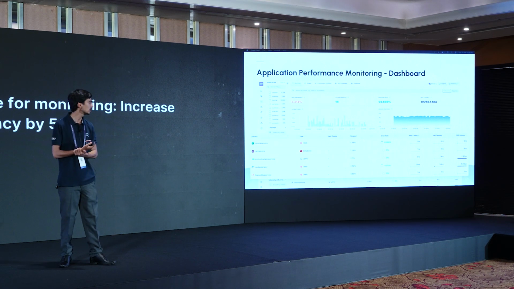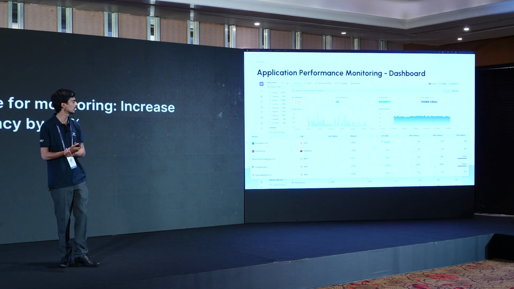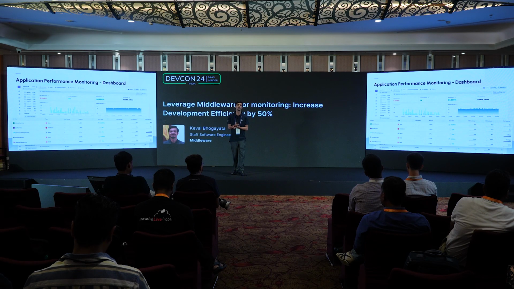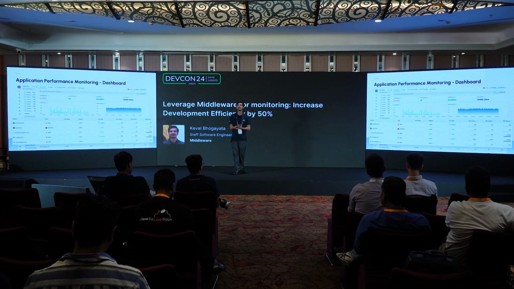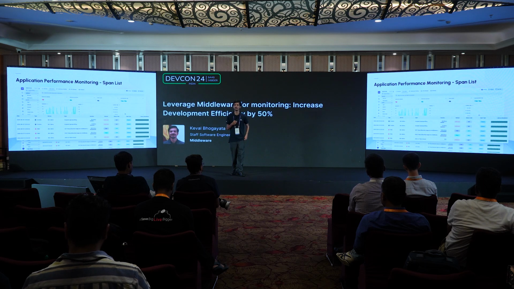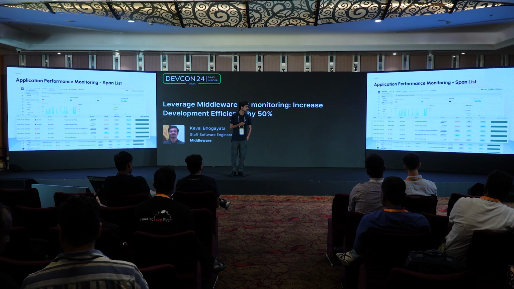You will see a service list like this in the Middleware SaaS platform, irrespective of where you are running your services. Maybe a few of your services can be on Cloudflare Worker, and a few of them can be self-hosted as well. And if you drill down into those services, you will also get a list of all the APIs that you are running inside those services.